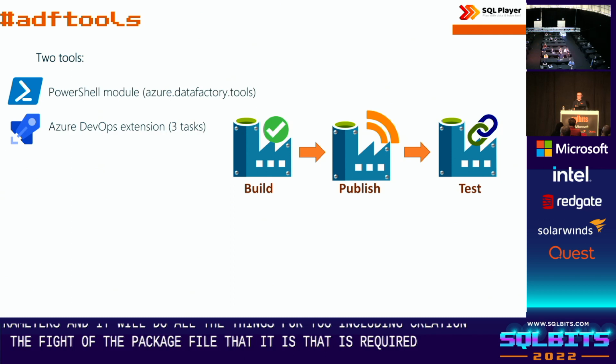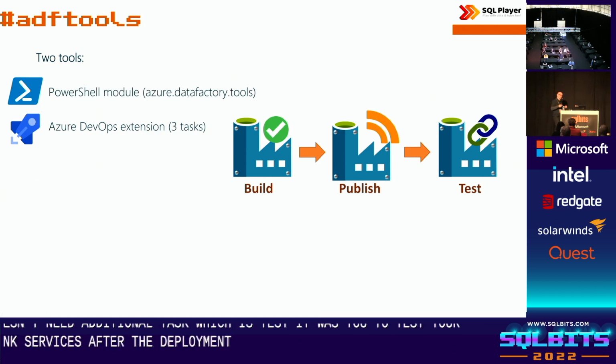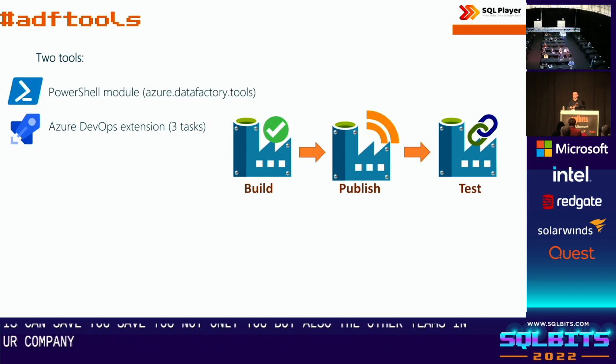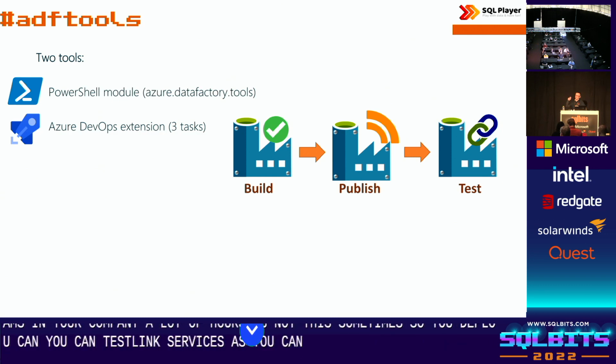And there's also an additional task, which is Test. It allows you to test your linked services after the deployment. Believe it or not, this can save you, and not only you but also other teams in your company, a lot of hours, if not days, sometimes. If you deploy Azure Data Factory, you can test linked services as you can today by clicking the check connection, verify connection, or test connection button in Azure Data Factory. This task can do it for you.